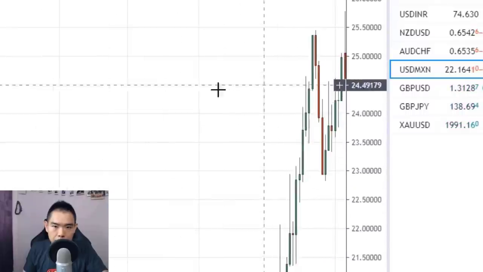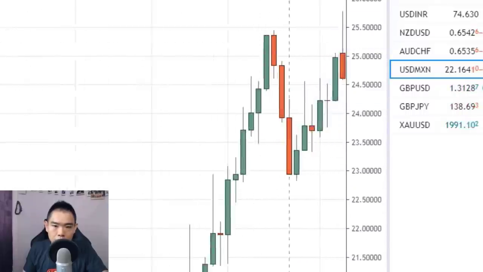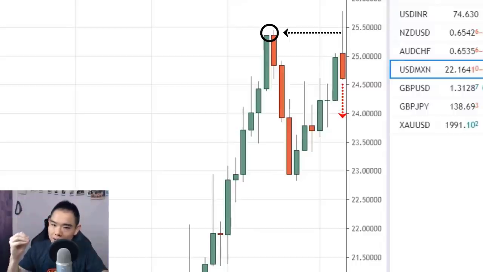Possibly this was the all-time high on dollar Mexican, this candle here. Then we had a strong rejection over here, right? This is what I mean by a false break. Price broke out of the previous all-time high only to smash down and close lower for the day. That's what we are looking for: a key level, a level that the whole world will be watching, where the price breaks out of it and then reverses back in the opposite direction.